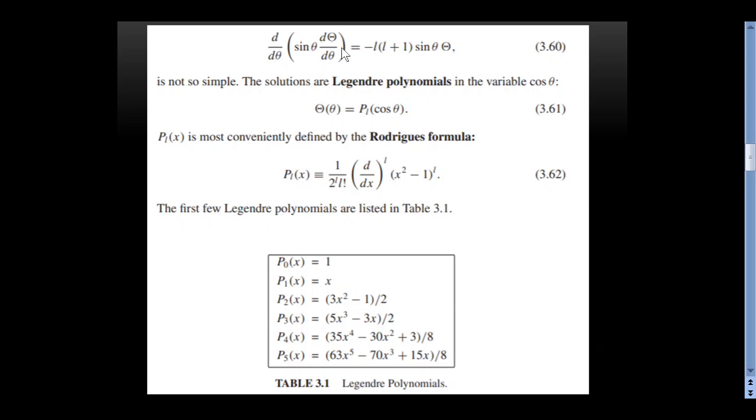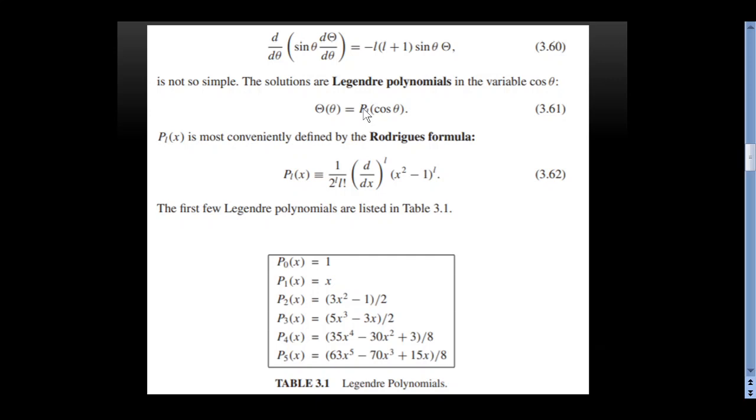Here, this angular equation is not that easy to solve by taking double integrations, but it was found out by someone, and the solution of this equation we are going to take as it is. That solution is capital Theta as a function of small theta, equal to PL cos theta. What is PL cos theta? PL cos theta is nothing but Legendre polynomials in the variable cos theta.